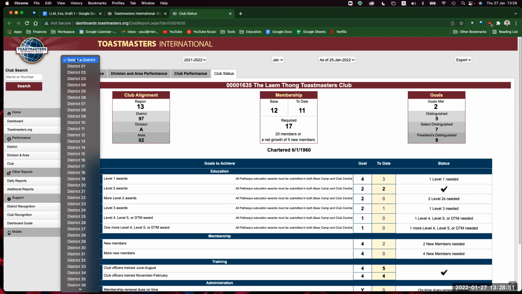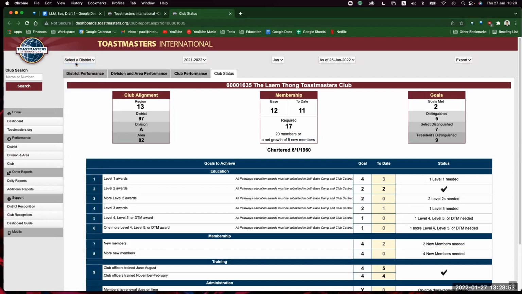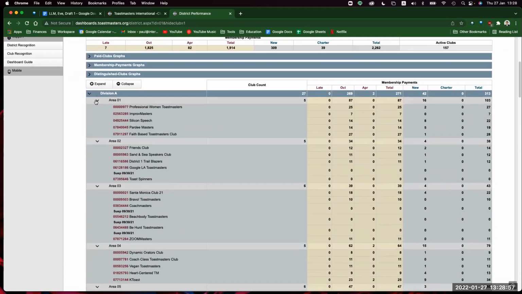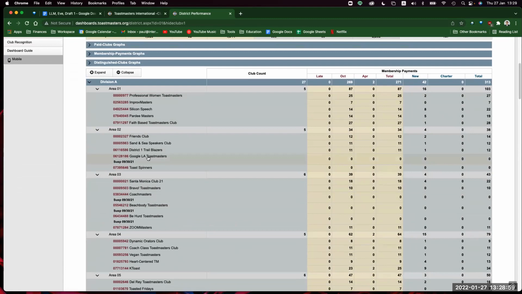Next, this is District 1, and one of the clubs in District 1 is the Google LA Toastmasters, as well as the basketball team, Portland Trailblazers. So I can get their contact information and the Zoom ID and jump into the meeting within a week or two.